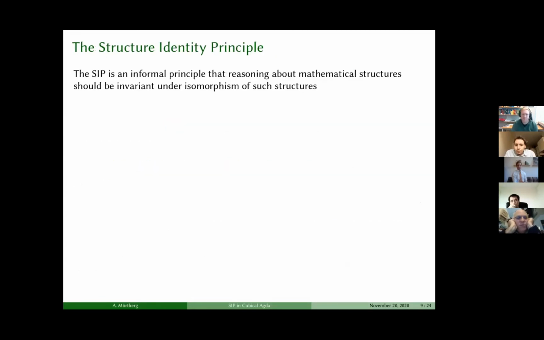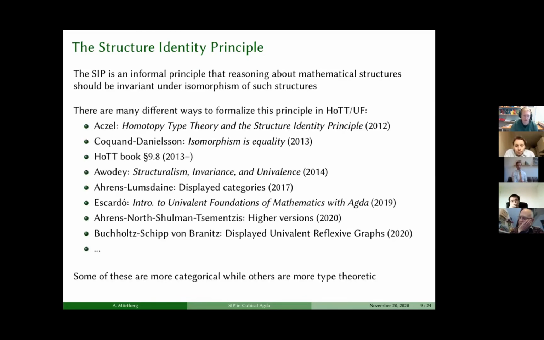Okay. So one way to formulate the SIP informally is the principle that reasoning about mathematical structures should be invariant under isomorphism of structures. So it's a classic, maybe philosophical way of stating it, right? But when we're working in type theory, when I'm doing a concrete formalization, I have to make this into a formal statement in the theory. And there are many ways to do that. So I listed a few here, the ones off the top of my head, of how you can formalize this principle in type theory.